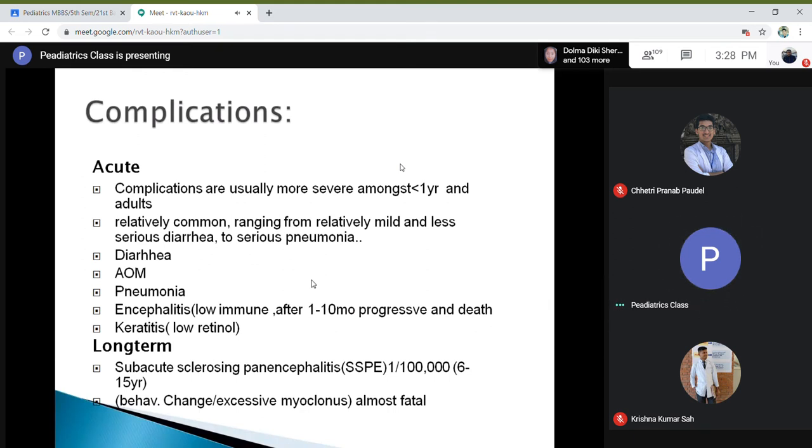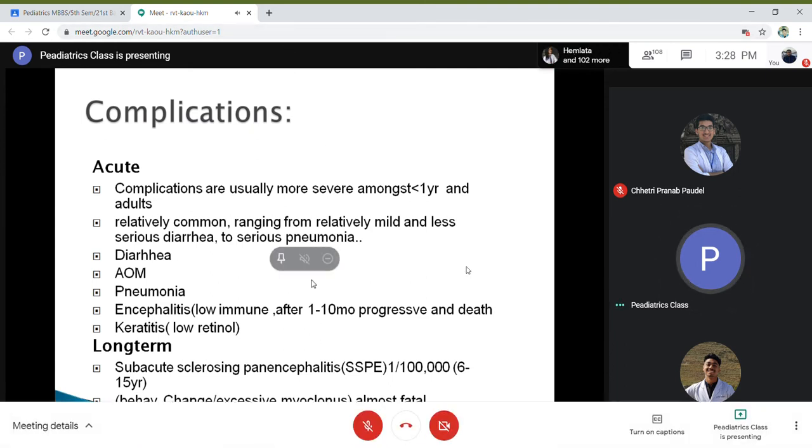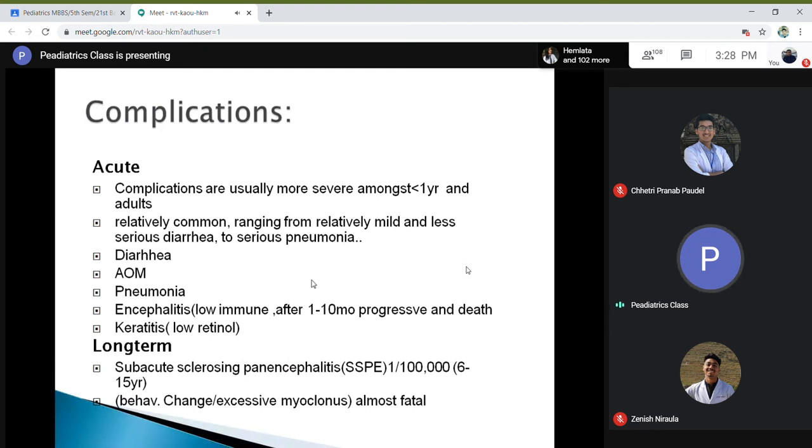In the chronic or long term, there is subacute sclerosing panencephalitis, SSPE in short. Subacute sclerosing encephalitis is very rare, about 1 in 1 lakh, but it happens, and it is almost always fatal. Clinical manifestation comes 6 to 15 years later; it's not immediate. There could be behavior changes, or motor function disorders like myoclonic jerks. Once clinical manifestation appears it is almost fatal, there's no treatment as such, and it is very rare.